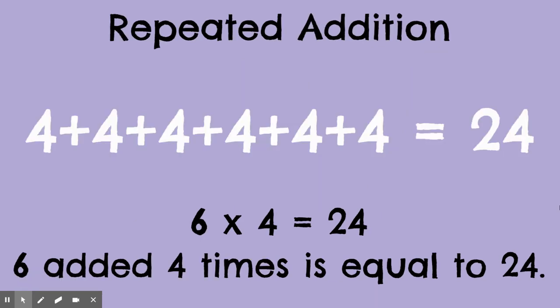We also use repeated addition. Repeated addition is when you add the same number over and over and over again. In this case, with 6 times 4, that means you have 6 times the number 4. So 4 plus 4 plus 4 plus 4 plus 4 plus 4 would give you your 24. You are adding the number 4 6 times.